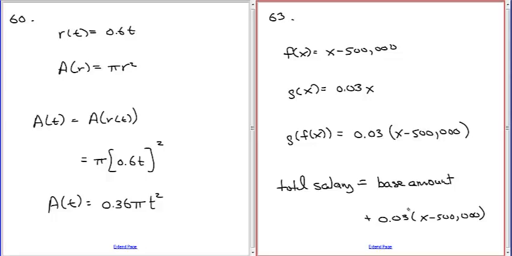Okay, let's see what it says in the book. g of f of x represents 3% of the amount over 500,000. So they agree that it's g of f of x.